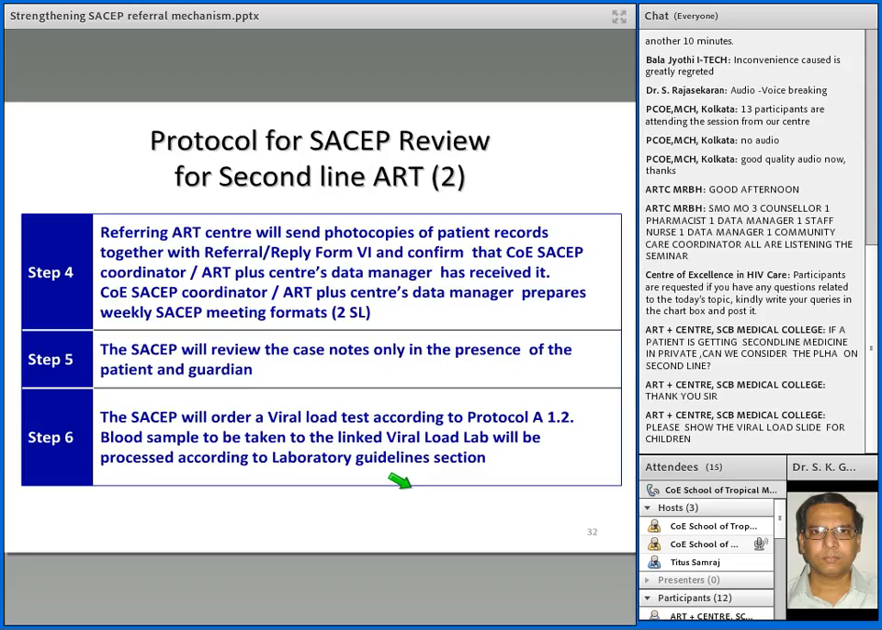Similarly, other centers like Guwahati Medical College as well as the ART Plus Center from SCBML College also send patients to the School of Tropical Medicine.